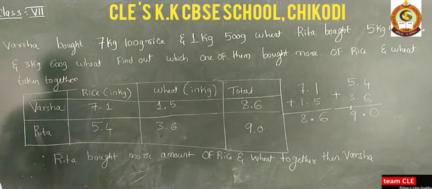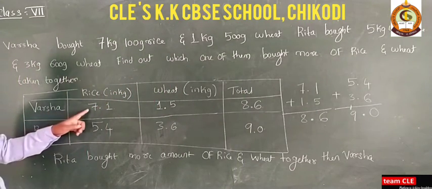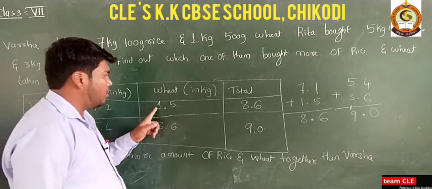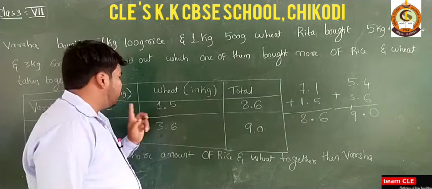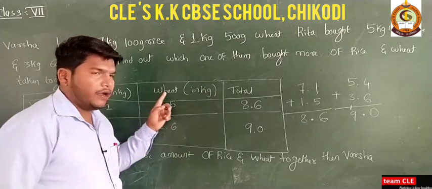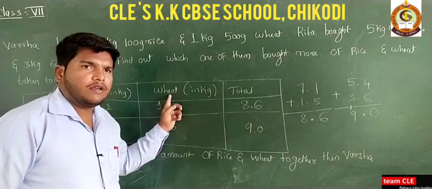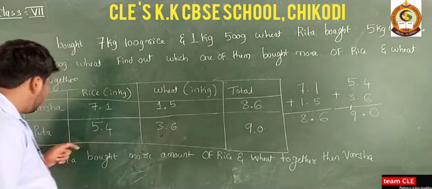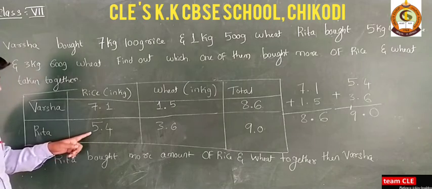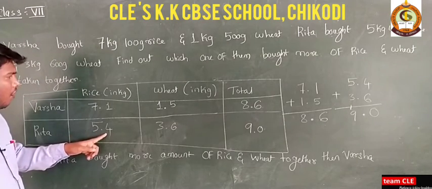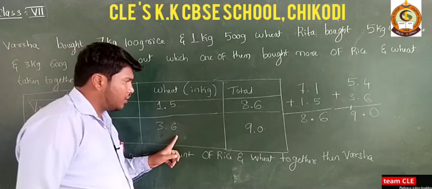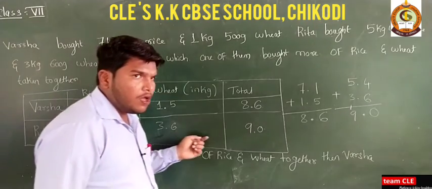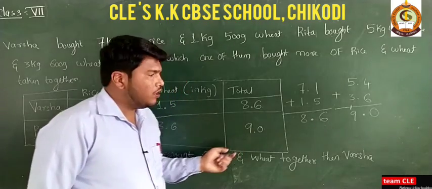Firstly, what you have to write? See, Varsha brought 7 kg 100 gram of rice. Similarly, wheat she brought 1 kg 500 gram. We have to do the total of rice and wheat, and we are getting 8.6. Similarly, Rita brought 5 kg 400 grams of rice and 3 kg 600 gram of wheat. If you do this total, 5.4 plus 3.6, you are getting 9.0.